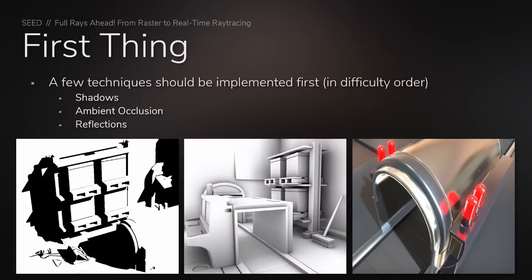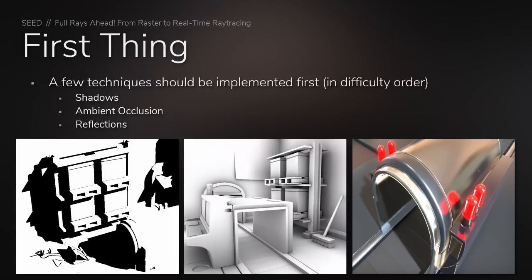Obviously there are a few techniques you should implement first, the ones that give you the most bang for the buck, in that difficulty order. That could change, but for us it was shadows, then ambient occlusion, then ray traced reflections.